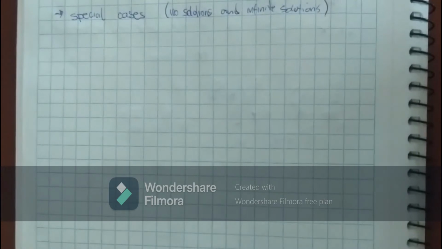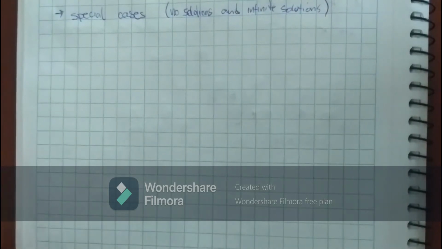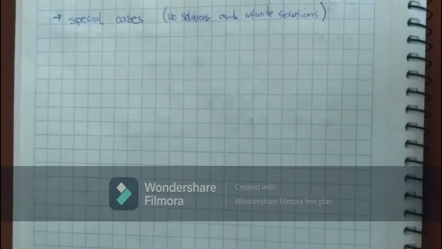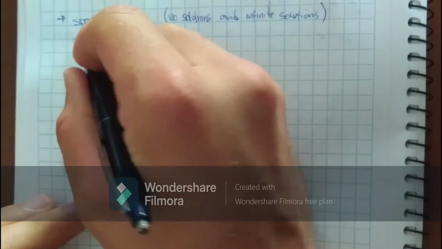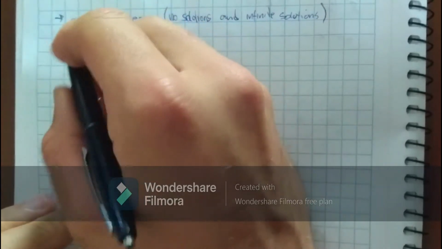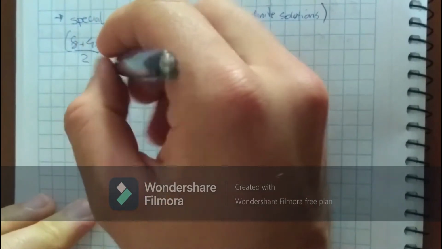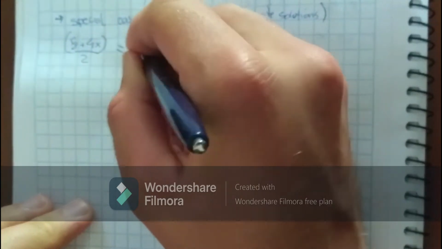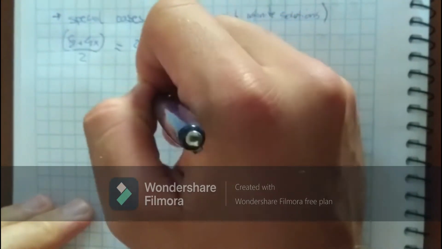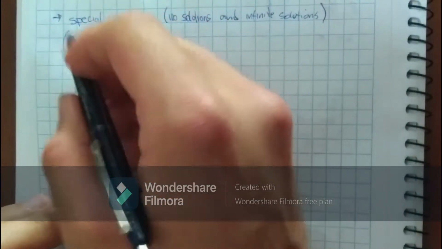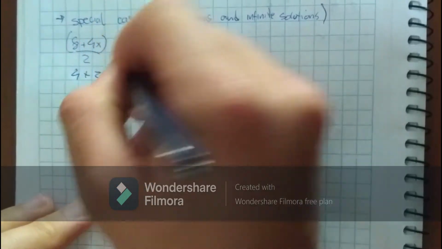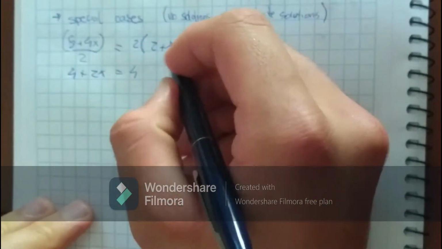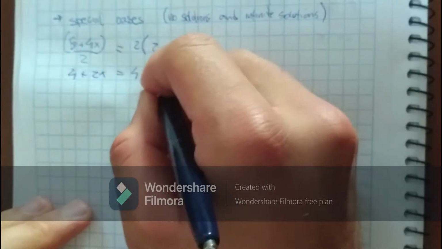Now I'll be checking out some special cases. Special cases are when we have no solutions and when we have infinite solutions for our equation. Let's check out some examples. Let's say we have 8 plus 4x, divided by 2, equals 2 times 2 plus x. When we simplify this, 8 divided by 2 is 4, 4x divided by 2 is 2x, and on the other side 2 times 2 is 4, 2 times x is 2x, so plus 2x.